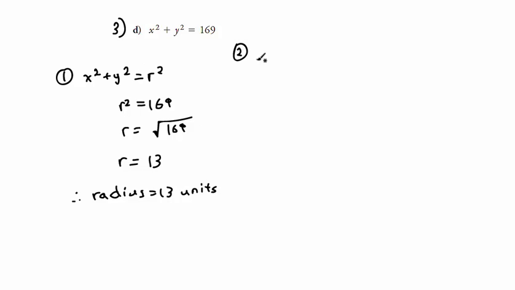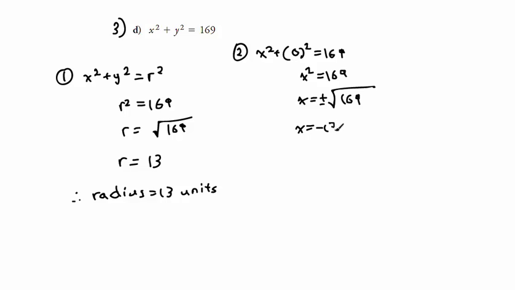Okay, so now in part 2 we have to find the x and y intercepts. Well, we know the x-intercepts occur when y equals 0, so that's when x squared plus, we plug in 0 for y, we get x squared equals 169, and then x equals plus minus, because we can have negative intercepts, the square root of 169, which is minus 13 or 13. Which means the x-intercepts of the circle are minus 13, 0 and 13, 0.